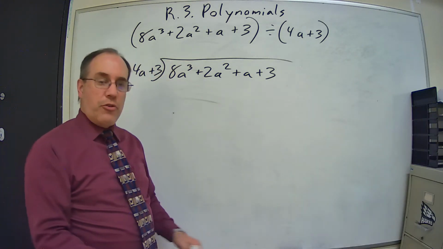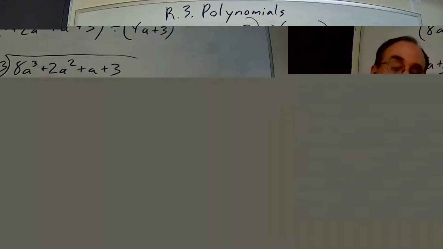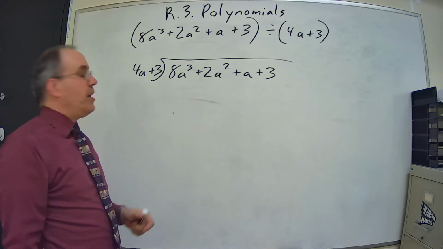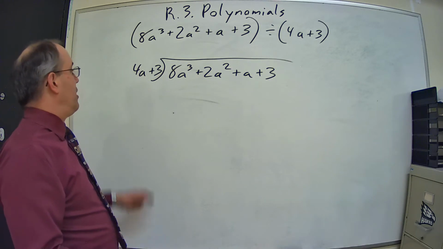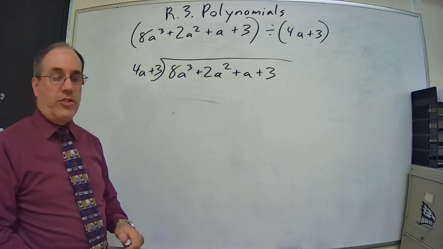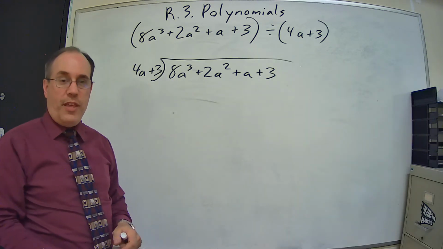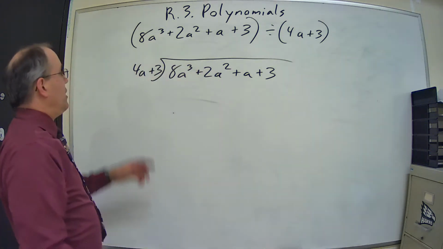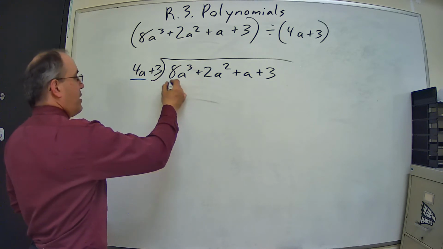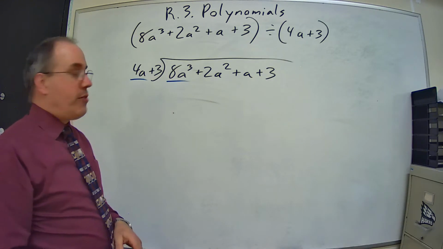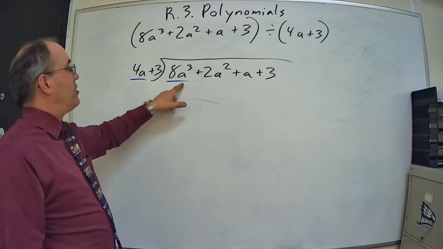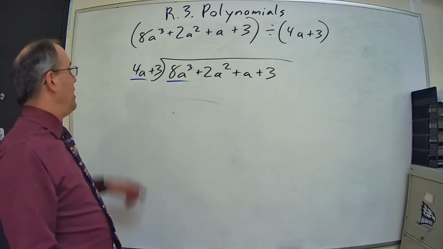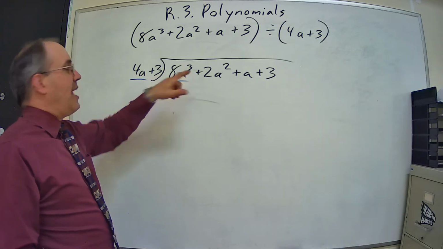Now, I know you're looking at this and going, that does not look pretty, Mr. Davis, and I understand that. The nice thing about dealing with division of polynomials is we really deal with the first term only. So we're only dealing with one term at a time as we're figuring out if we can divide it in. So we're looking at this 4a and this 8a cubed. And we're saying, how many times does 4a go into 8a cubed? Or another way to look at it is, what do we need to multiply 4a by to get 8a cubed?